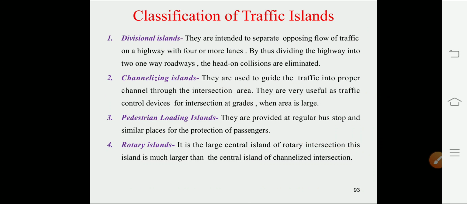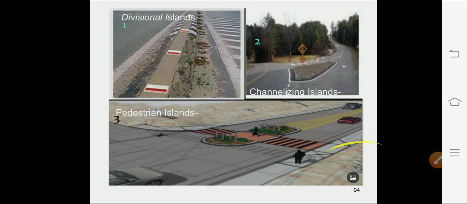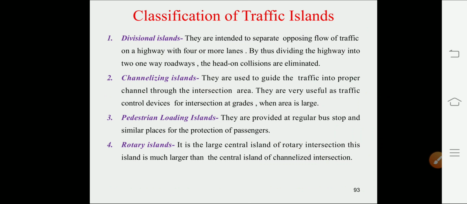Then pedestrian loading island. These are provided at regular bus stops and similar places for the protection of passengers. So here pedestrian islands, third one, you can see the middle portion is quite raised so that the walkway where the persons walking through are being taken due care.